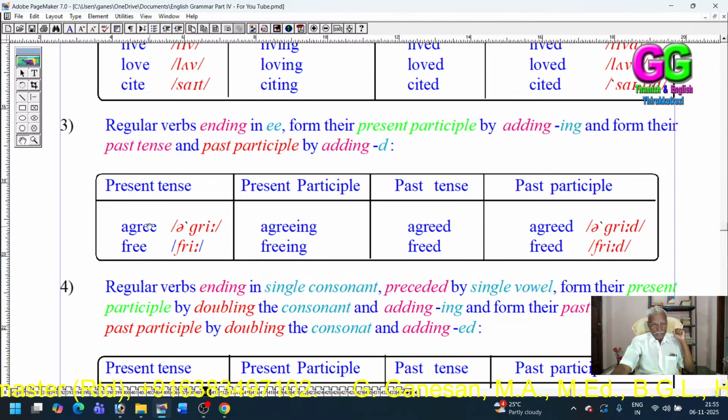Agree, free. These two verbs end in EE. Takes ing: agreeing. Takes D only for past tense and past participle. Agree, agreeing, agreed, agreed. Free, freeing, freed, freed. That is, regular verbs ending in EE form their present participle by simply taking ing and form their past tense and past participle by taking D.